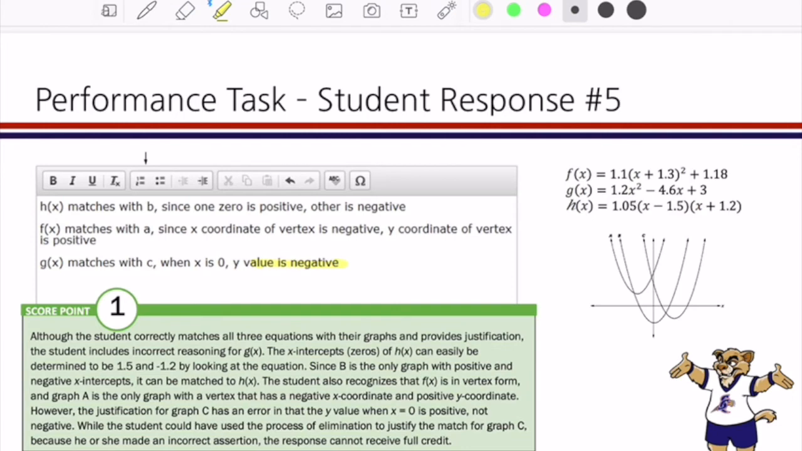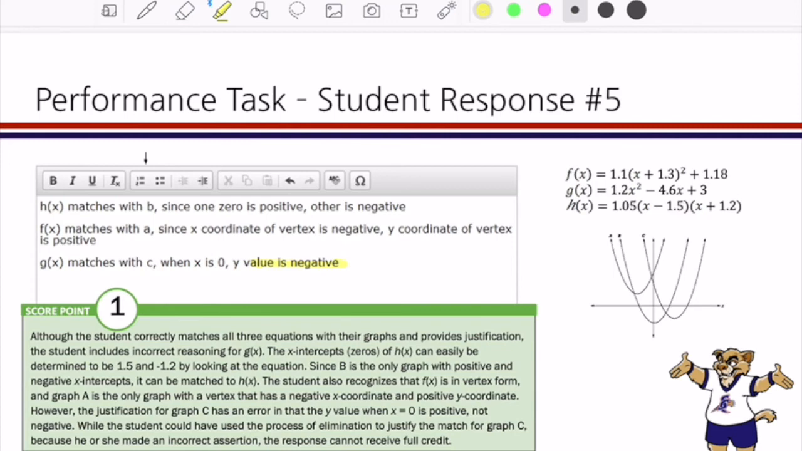The student could have used process of elimination to match g of x, and if they had said g of x matches with C because that's the only one that's left because of process of elimination, they would have scored a 2 on this question. Because they decided to provide justification for g of x matching with C, their justification happened to be incorrect, and so it dropped them down from a 2 to a 1.